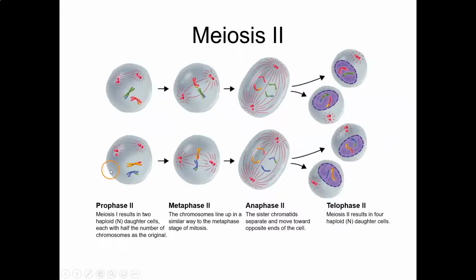In meiosis 2, they go to prophase 2. Meiosis 1 results in two haploid daughter cells, and each has only half the regular DNA. The spindle fibers reform yet again and attach as the sister chromatids line up down the middle of the cell. In anaphase 2, the sister chromatids are pulled apart and move toward opposite ends of the cell. And in telophase 2, you have four haploid daughter cells that are genetically different.